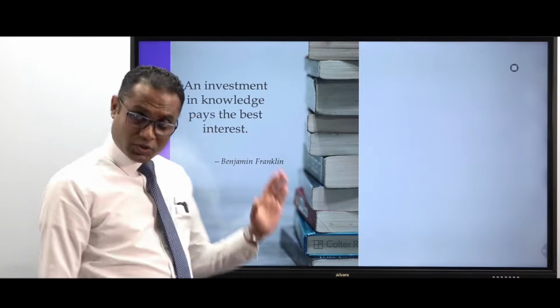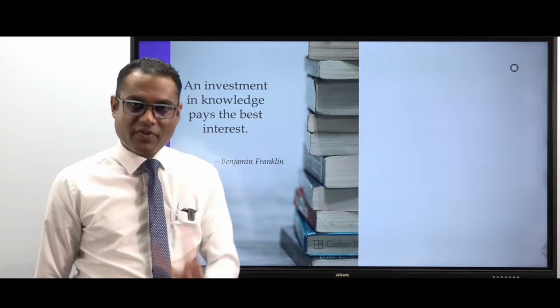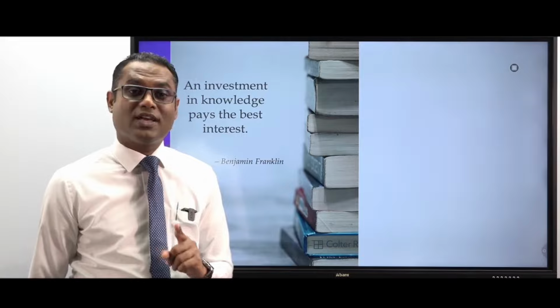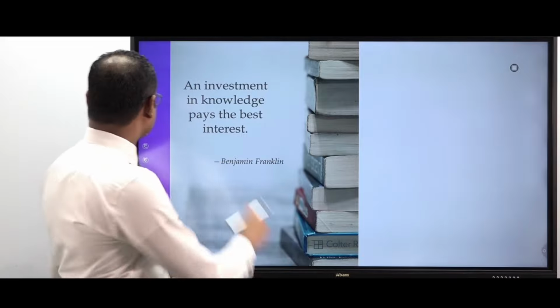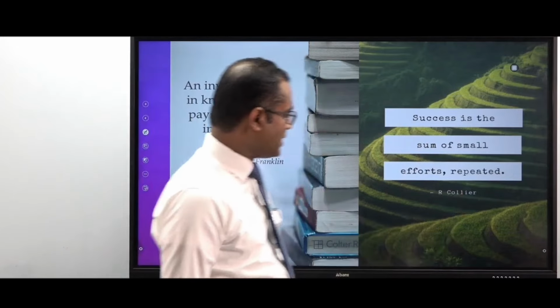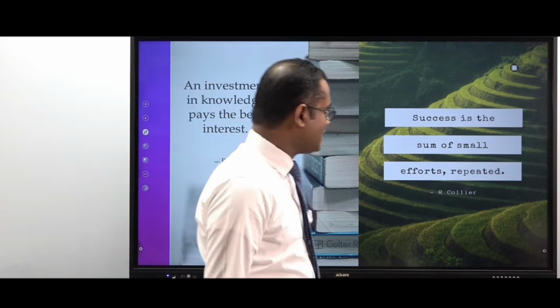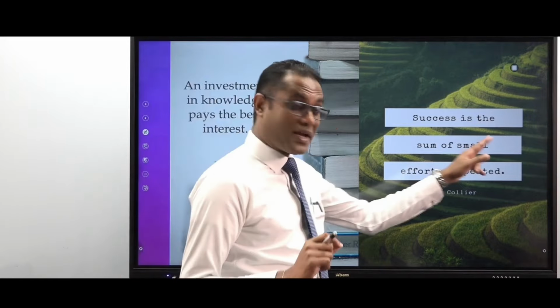So that ensures that when you are a student, your time, your commitment, your effort, you should invest where? In gathering knowledge. That would pay you the best return, the best interest, right? The other point I wanted to mention is, yet again, from another American writer, R. Collier: success is the sum of small efforts repeated.